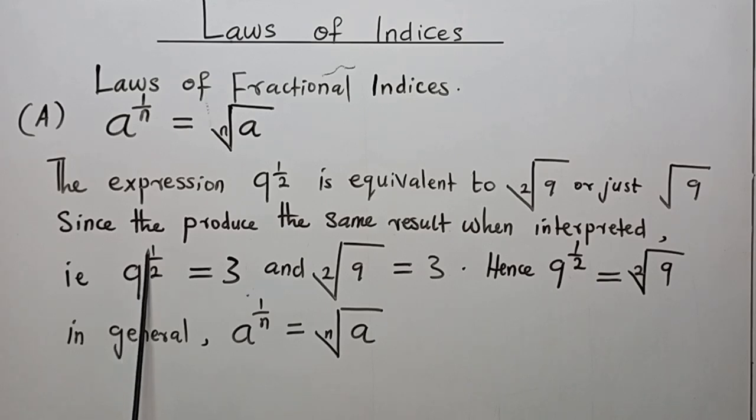9 to the power 1 over 2 when interpreted gave us 3, and again square root of 9 when interpreted also gave us this 3. The difference is just that here this is either plus or minus. Even here this is also plus or minus. Therefore both are equivalent in every case.